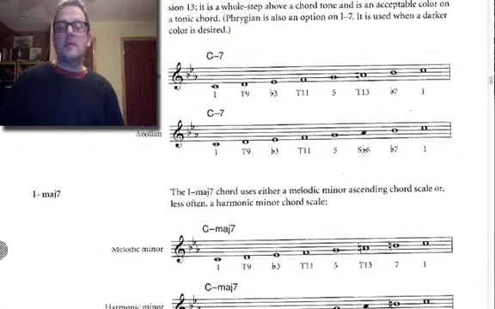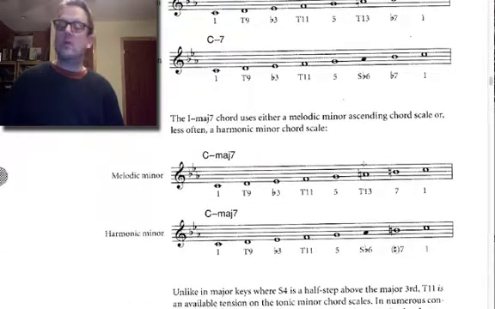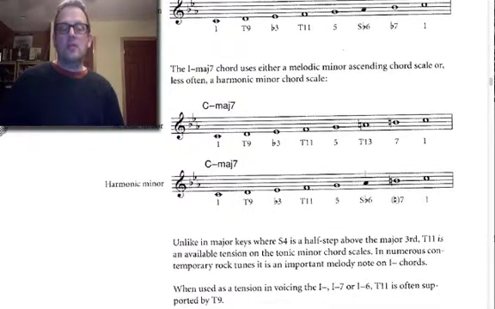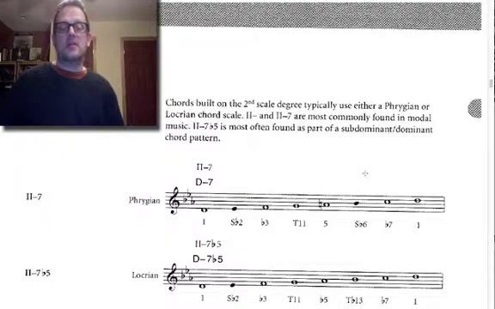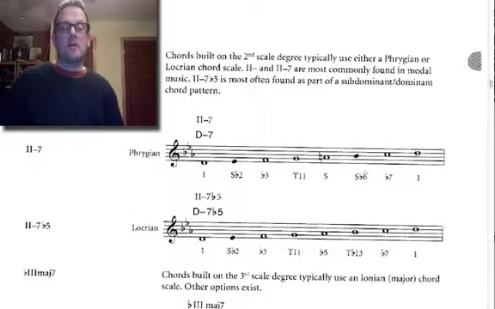For the minor major 7, 1 minor major 7, we can use harmonic minor or melodic minor. They both have that. And again, the question is, do we want that raised 6th degree to be an available tension or not? And you can go through for each one of these and see the different chords that we use. The 2 minor 7, we use Phrygian. 2 minor 7 flat 5, we use Locrian. All minor 7 flat 5s, we use Locrian.